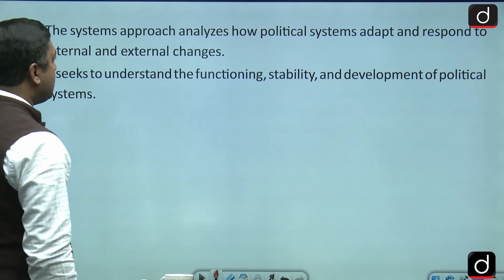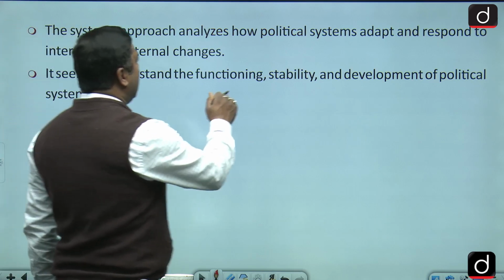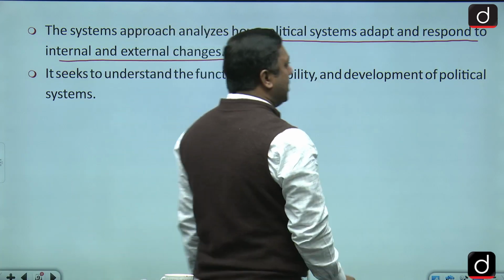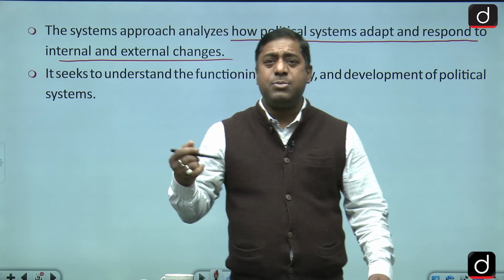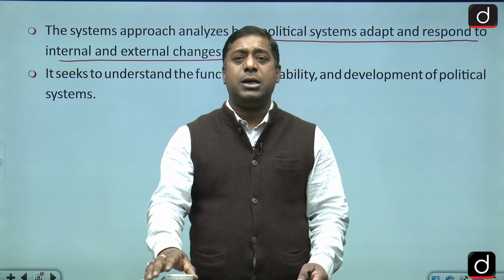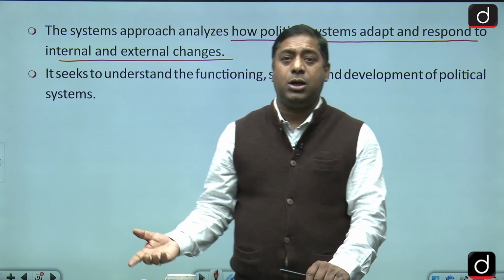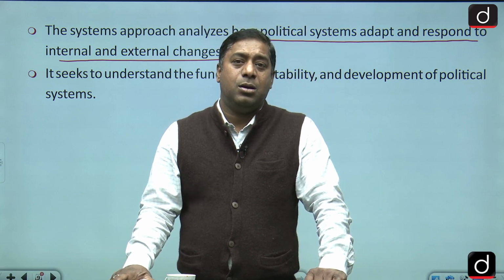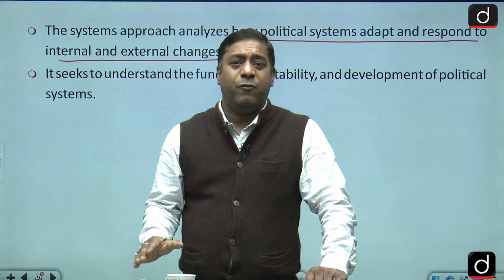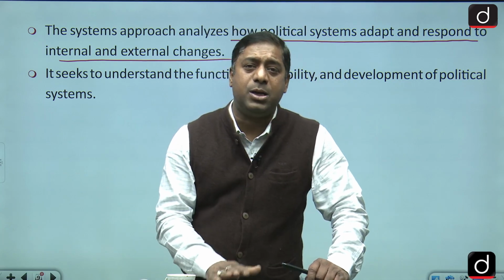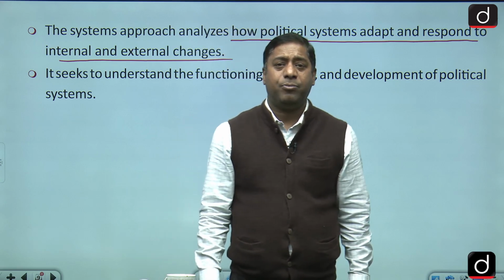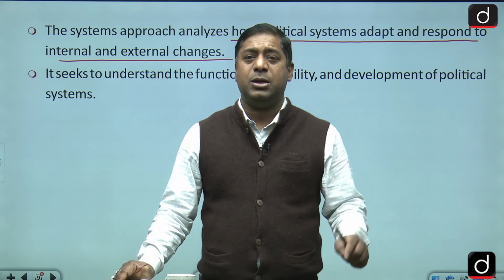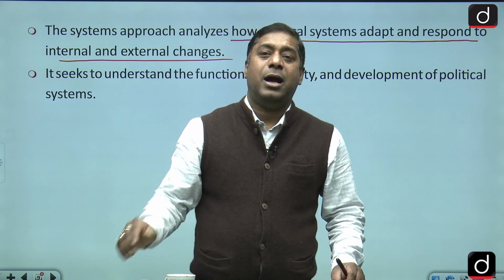Chalo. And last but not the least, the systems approach analyzes how the political system adapts and responds to internal and external changes. See, I told you, in the systems approach, they have considered the political system as dynamic. Dynamic means what? Dynamic means which is changing. The environment changes. Nothing is static, everything is changing. When everything is changing, then obviously everything is dynamic. We should also be dynamic. That means we should change ourselves with changes in the society, with changes in everything, so that we can adapt ourselves.